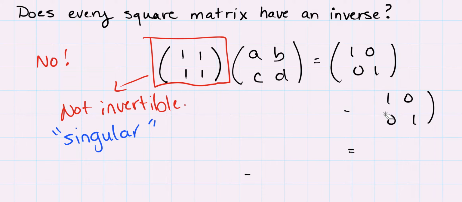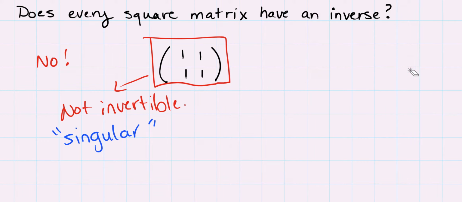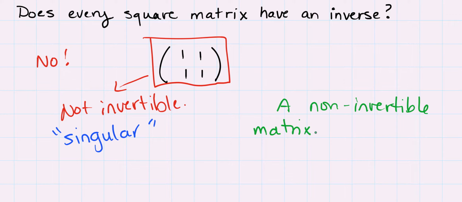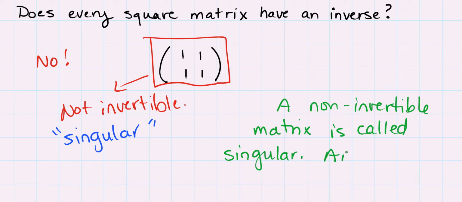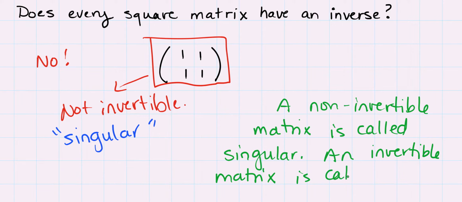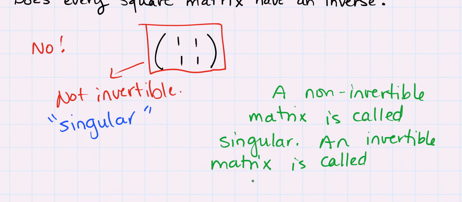So let me write this down because you're going to see it in the book and also in your homework and on a test. A non-invertible matrix is called singular. An invertible matrix is called non-singular.